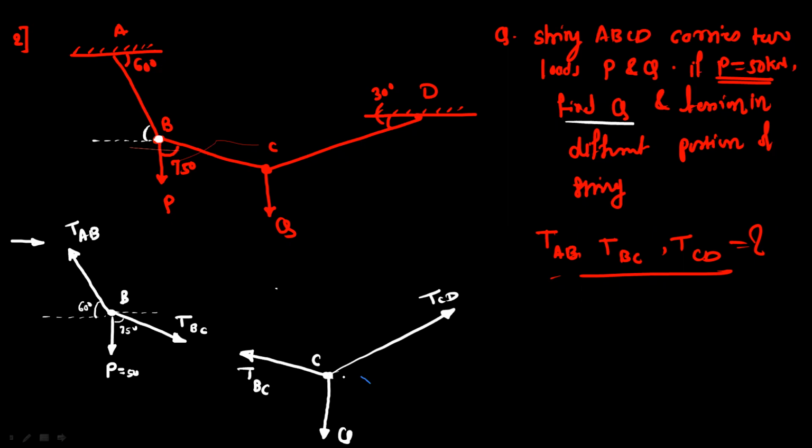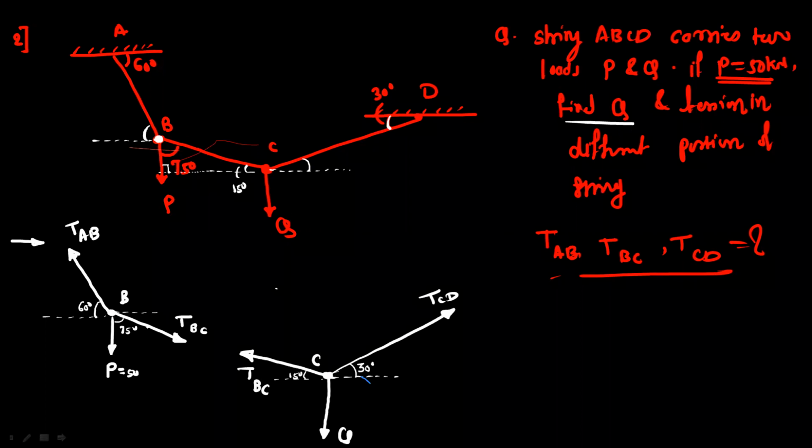Now here the angle of tension CD with respect to the x-axis is equal to 30 degree. You can draw one horizontal line at this point, so this angle is 30 degree. Now the angle is not given for BC with respect to the x-axis, but this 75 is given. If you extend this line, the force P, that is this vector, is exactly vertical. So this is 90 degree, this is 75 degree, so the remaining angle is equal to 15 degree.